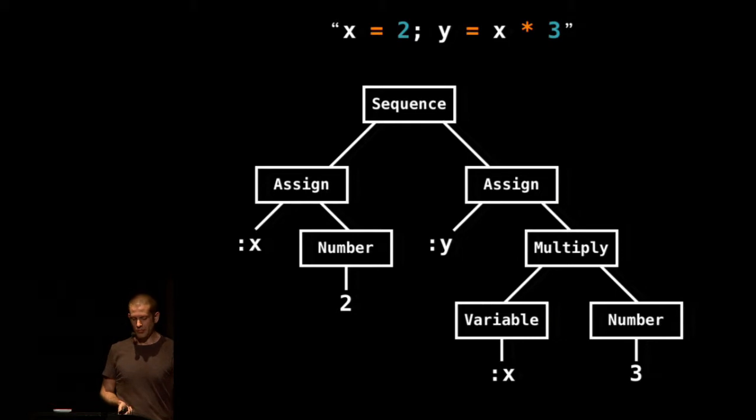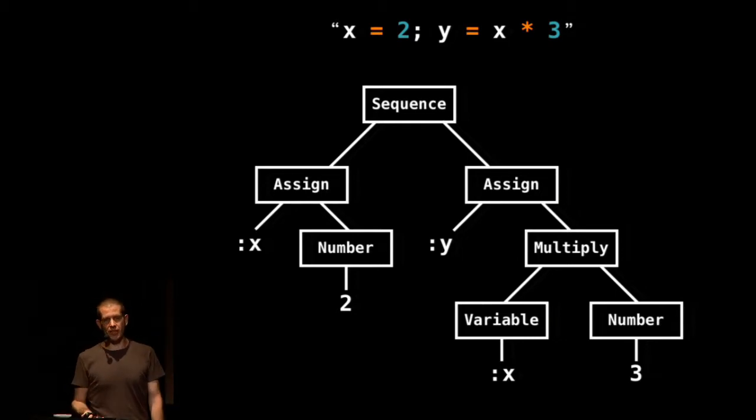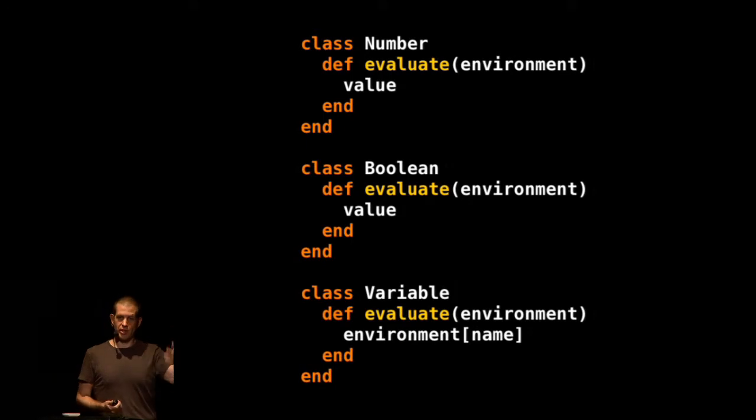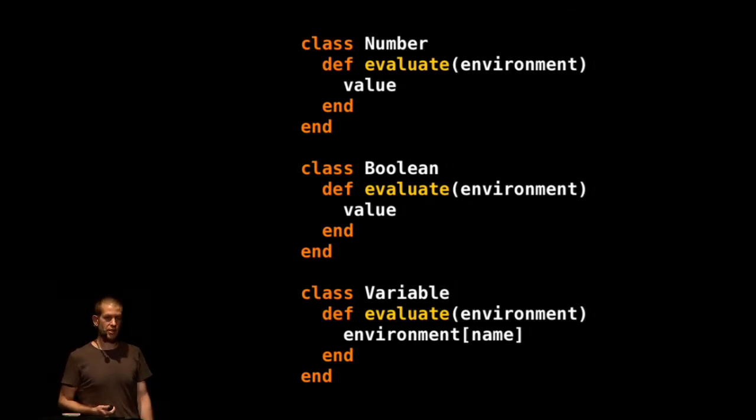And the second statement is the assignment of the result of multiplying the variable x by 3 to the variable y. Once we've got an abstract syntax tree like that, we can evaluate it by recursively walking over it. We can do that in Ruby by just having definitions of an evaluate method on each of those classes of the abstract syntax tree. All of the classes that represent leaves of the tree are going to do something very simple. When we evaluate a number or a Boolean, we just return the value that's stored inside that number or Boolean.